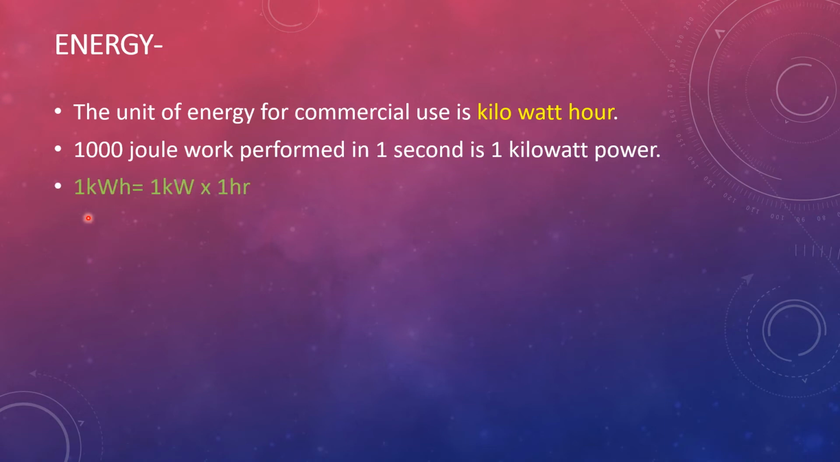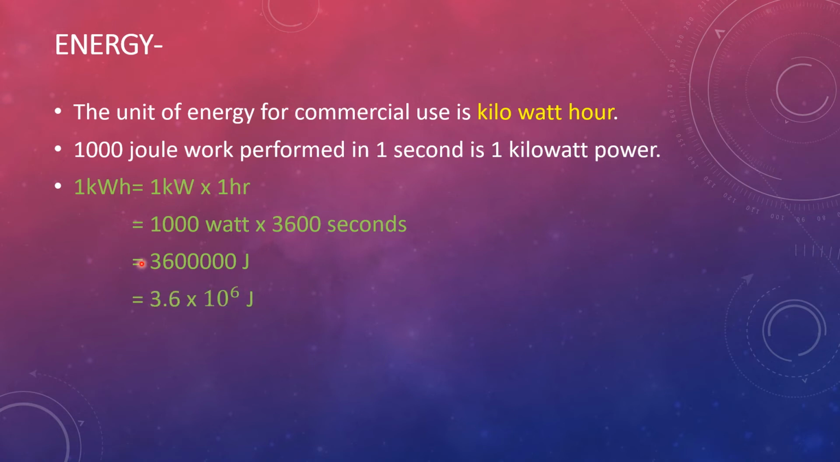Now, 1 kilowatt hour is equal to 1 kilowatt into 1 hour. 1 kilowatt is equal to 1000 watt and 1 hour is equal to 3600 seconds. And therefore, 1 kilowatt hour is equal to 36000000, that is 36 lakh joule. Now, this 36 lakh joule can be converted as 3.6 into 10 raised to 6 joules.